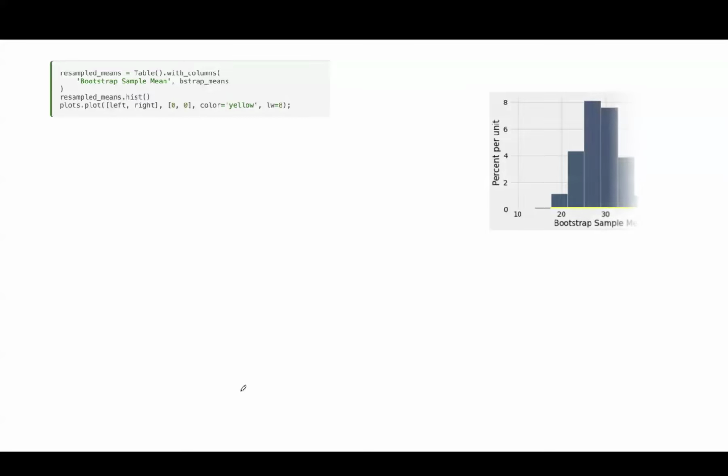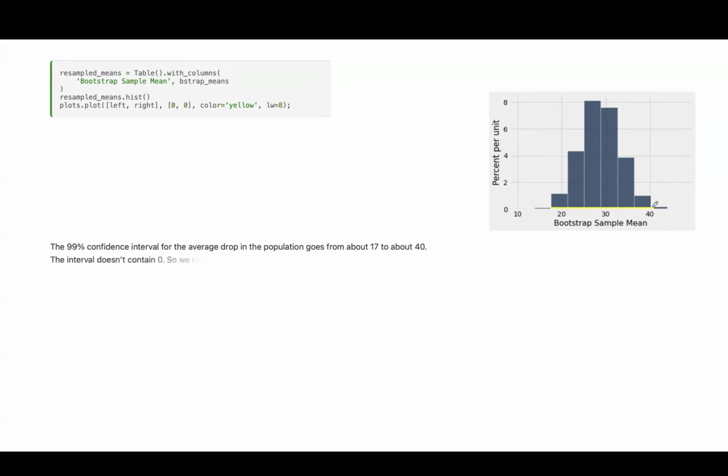We're using the bootstrap method. Let's take a look at our histogram. In our histogram, the yellow line shows the 99% confidence interval. The 99% confidence interval for the average drop in the population goes from about 17 to about 40. You can visualize this right here. The interval doesn't contain 0. So we reject the null hypothesis.